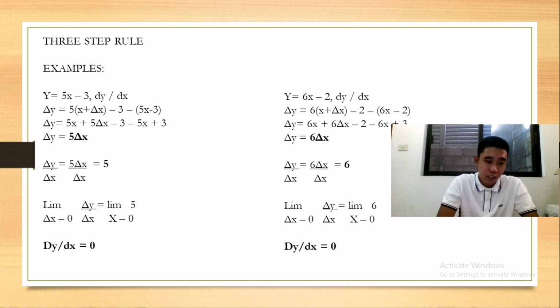So the answer will be dy/dx equals 0. Example number 2: y equals 6x minus 2, find dy over dx. Delta y equals 6(x plus delta x) minus 2 minus (6x minus 2), which equals 6x plus 6 delta x minus 2 minus 6x plus 2. So the answer will be 6 delta x. Divide 6 delta x by delta x, so the answer will be 6. The limit of 6 as delta x approaches 0 will be 6.